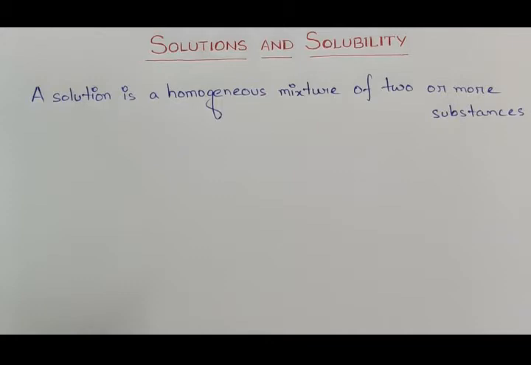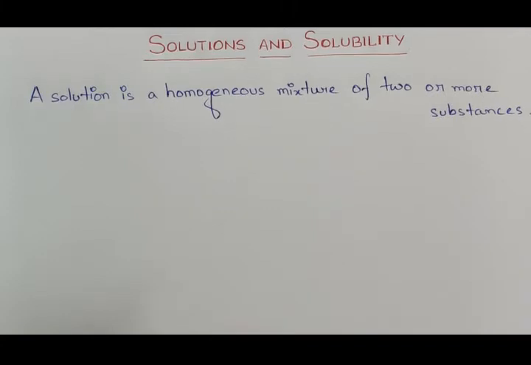Now some common examples of solutions are salt solution, sugar solution, and some metal alloys. Air is also a homogeneous mixture. There are various types of gases present in air, so it is also a homogeneous mixture. Okay, so these are the examples of homogeneous mixtures.